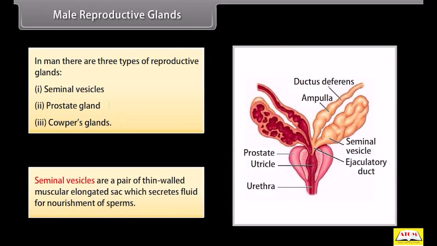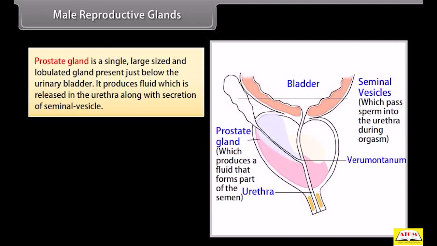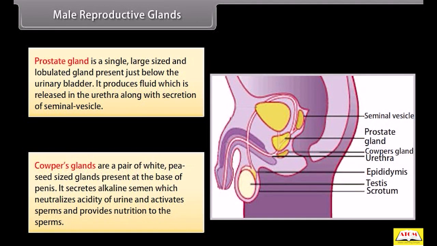Seminal vesicles are a pair of thin-walled, muscular, elongated sacs which secrete fluid for nourishment of sperms. Prostate gland is a single, large-sized and lobulated gland present just below the urinary bladder. It produces fluid which is released in the urethra along with secretion of seminal vesicle. Cowper's glands are a pair of white, pea-seed-sized glands present at the base of penis. They secrete alkaline fluid, which neutralizes acidity of urine, activates sperms and provides nutrition to the sperms.